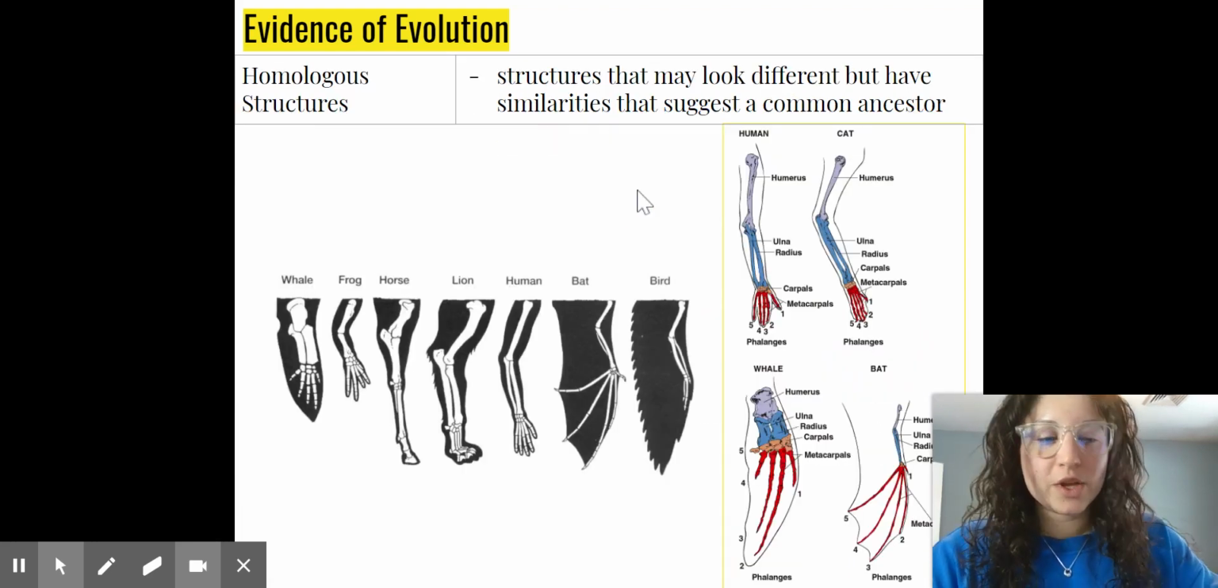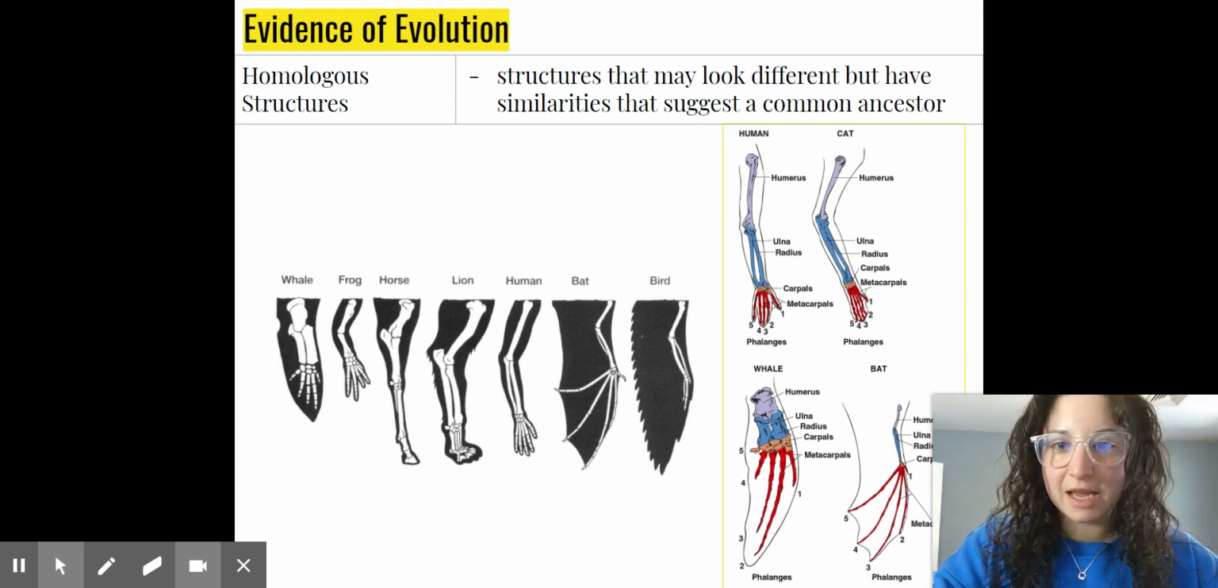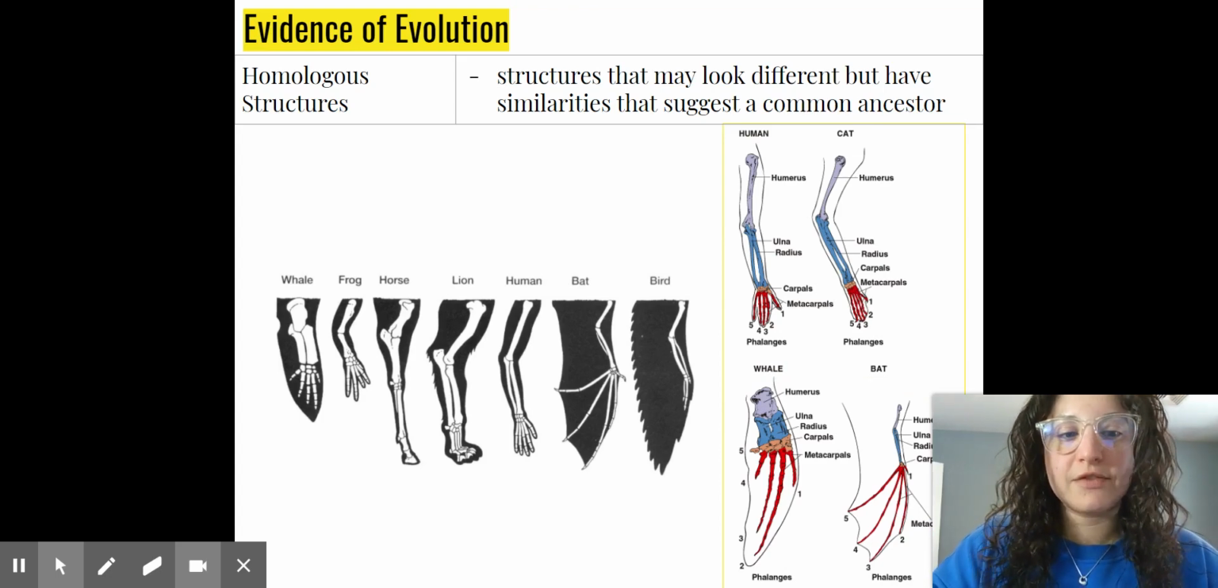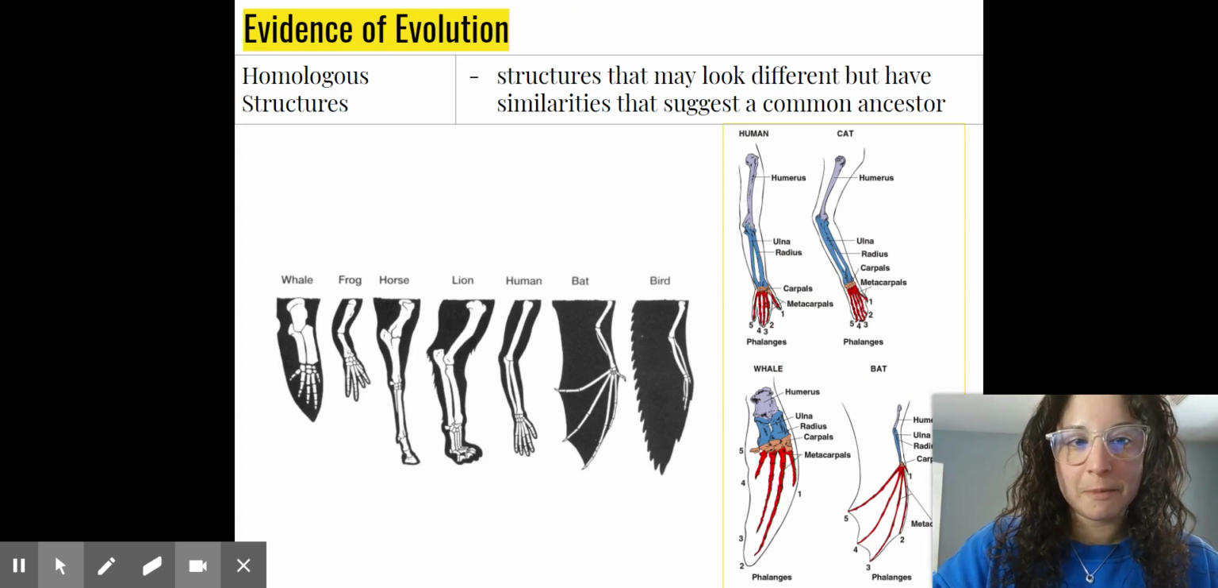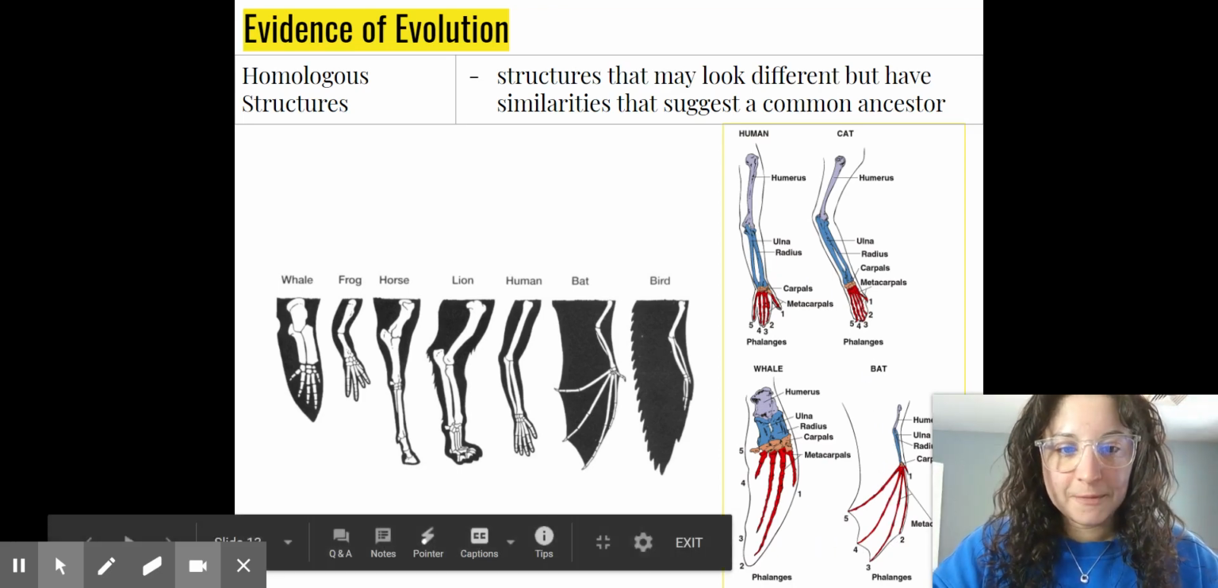We can also have homologous structures, and basically homo means same. So homologous structures are similar structures in different species of organisms. So if we look at this diagram right here, or even these diagrams right here, because it's color coordinated, so it's a little bit easier to see.